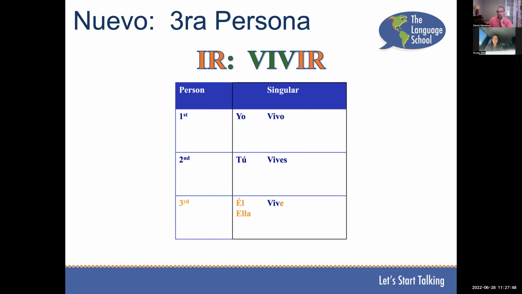Now we have our IR verbs. IR verbs work just like ER verbs up until this point. So take away the IR, add back an E here. So to say he lives, él vive. She lives, ella vive. Repite, vivir. Yo vivo, tú vives, él vive, ella vive.